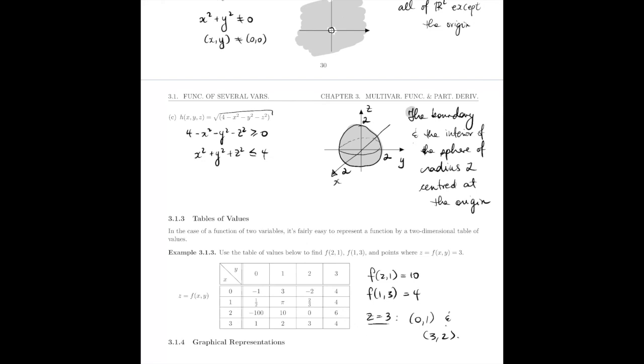In the next video, we'll look at different ways of representing a function of several variables graphically.